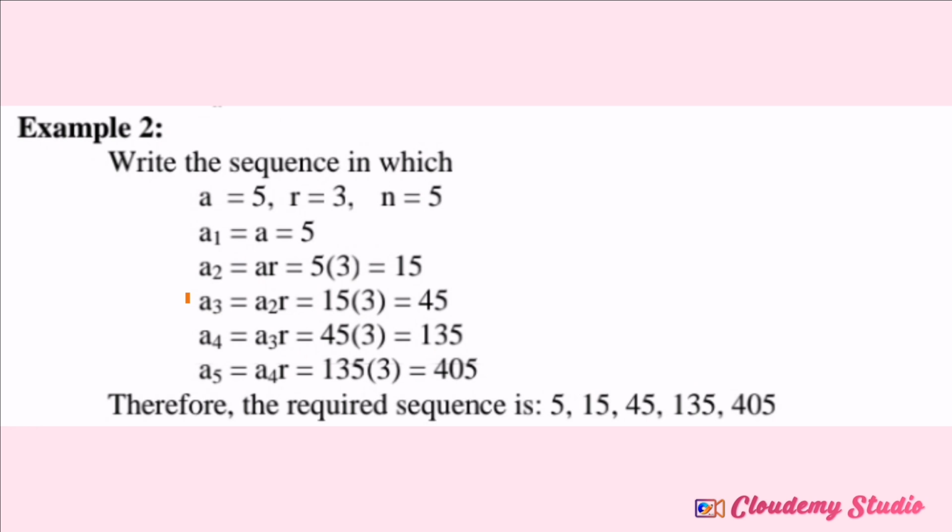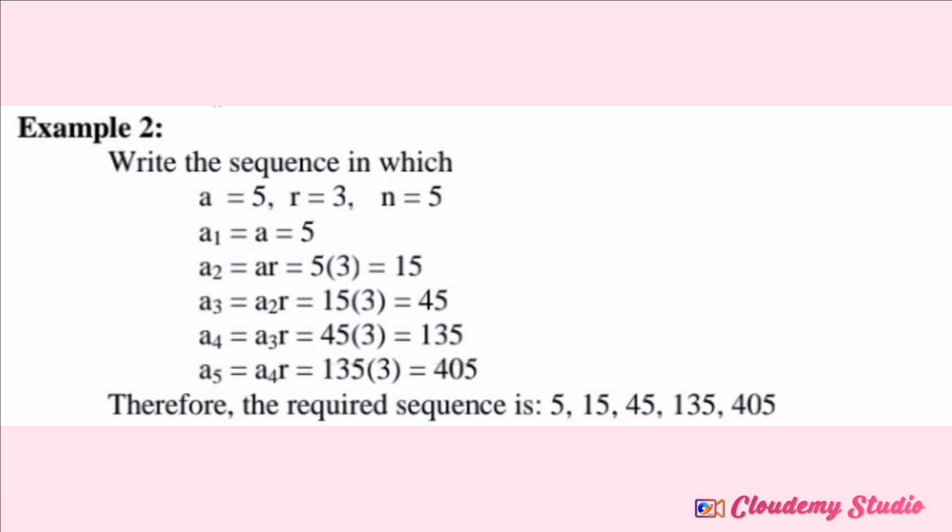Now a3 is equal to a2 into r, but we know from before that a2 is 15, so 15 multiplied by 3 is equal to 45. Next term, a4 is equal to a3 multiplied by r, but a3 is equal to 45, so 45 multiplied by 3 is equal to 135.